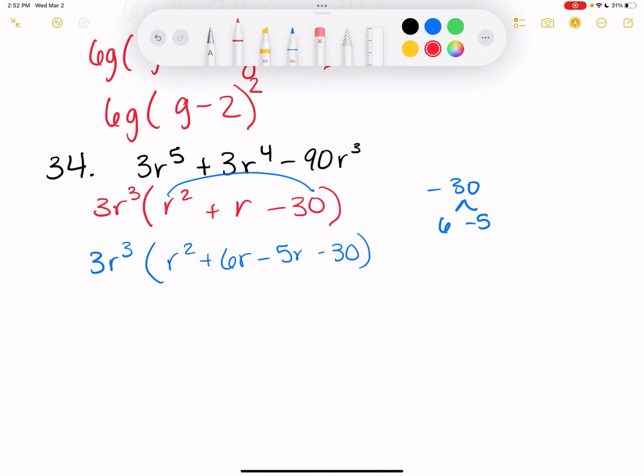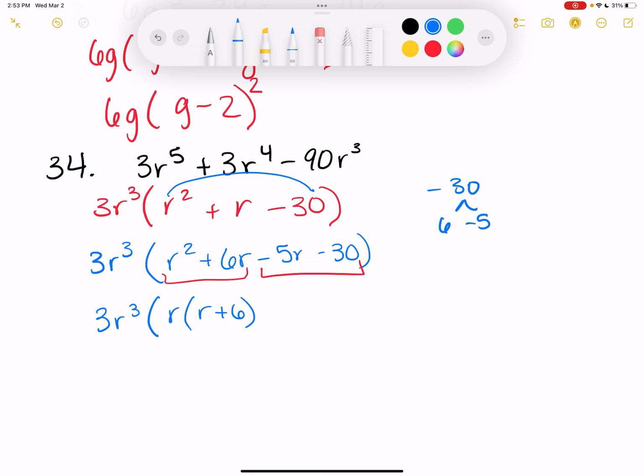Now I need to group. What does this give me now? What can I take out? What can I take out, 3? No, 2. Out of this piece? Oh, you take out 4. No, R. Leaves me with what? R plus 6.